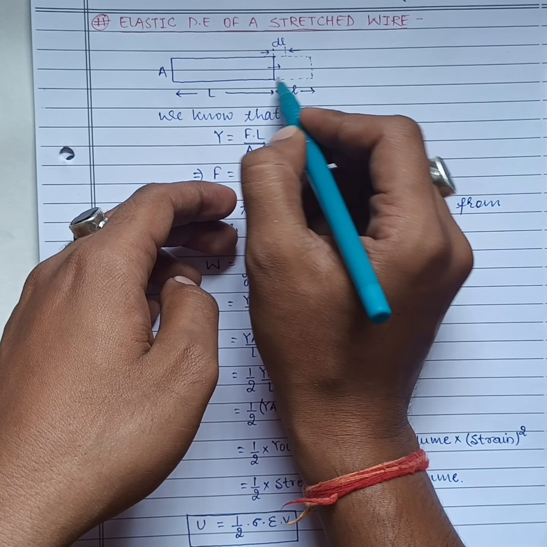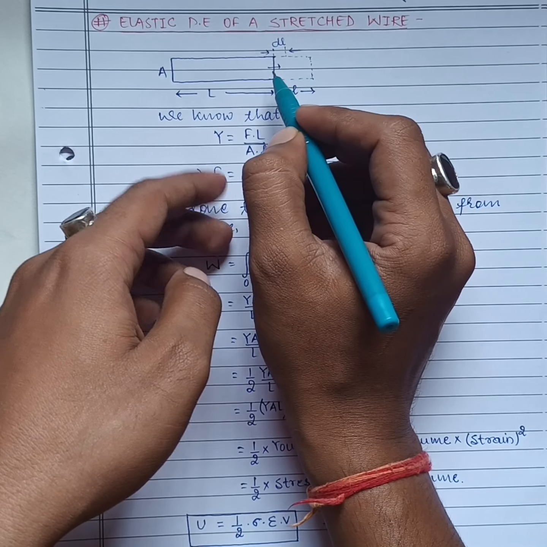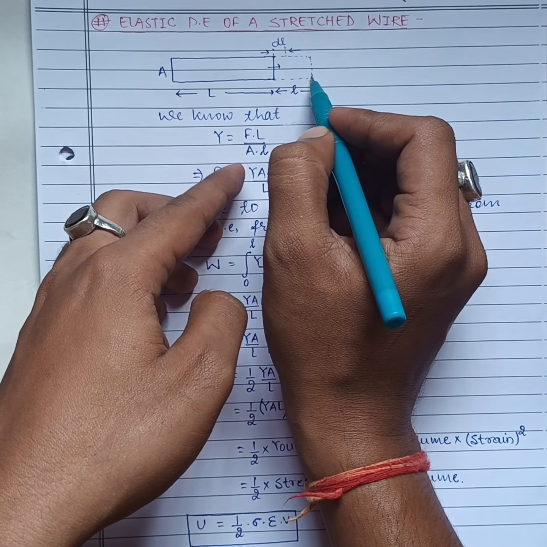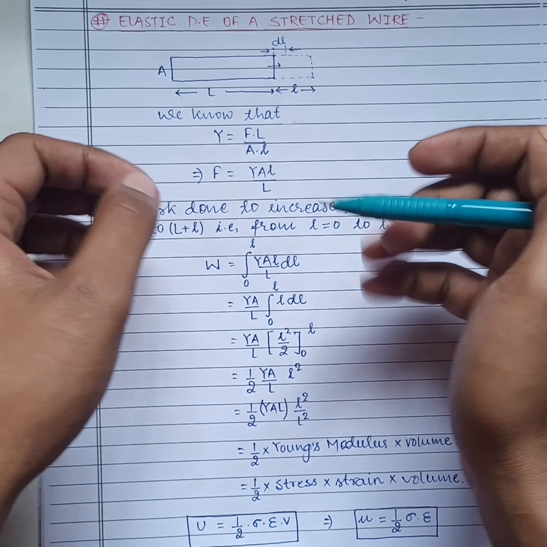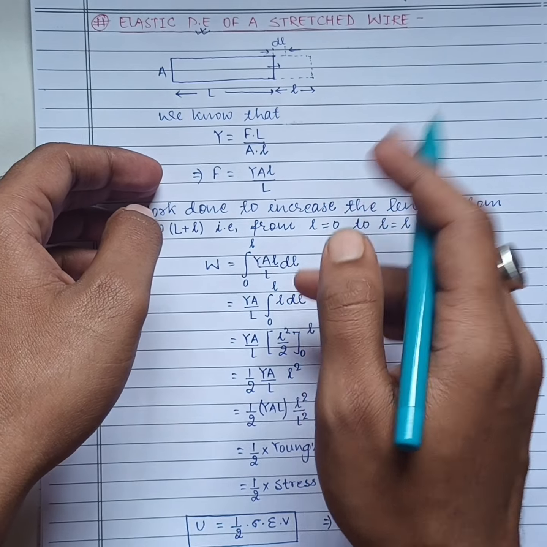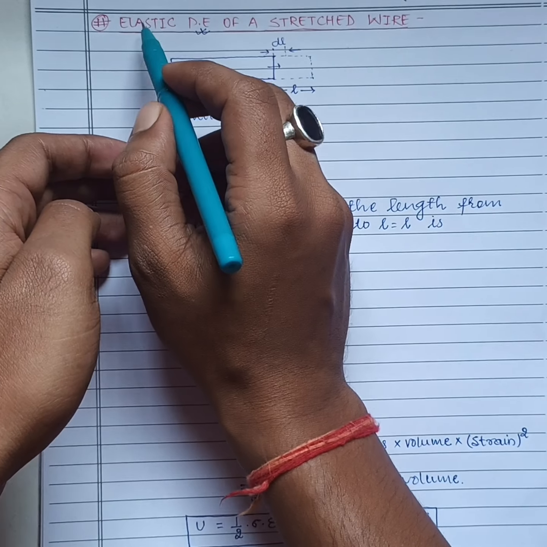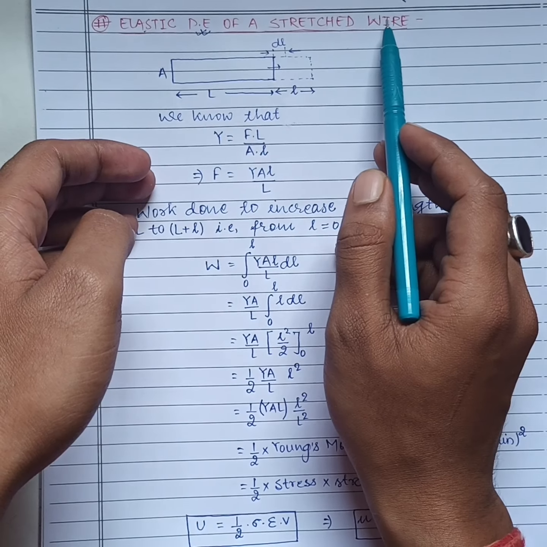And potential energy: due to the applied force, the material or the molecules are changing their position. So when the force is applied and the displacement is happening, work is done, and this work done is stored in the form of energy, and that energy is known as potential energy. Since it is elastic in nature, that is why we call it elastic potential energy of a stretched wire.